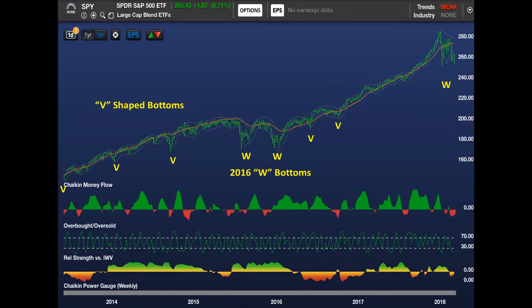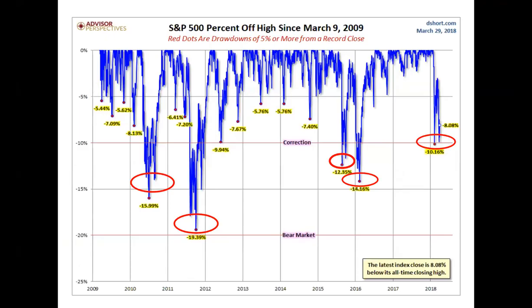Yesterday's key reversal day with a follow-through day today sets us up to break out on the upside. When will that happen? Probably when earnings are reported next Friday from the major banks. That starts earnings season.